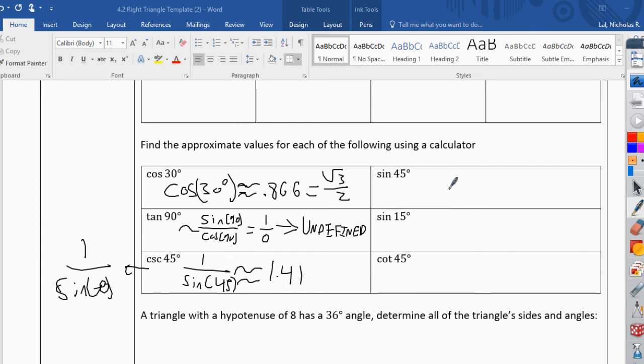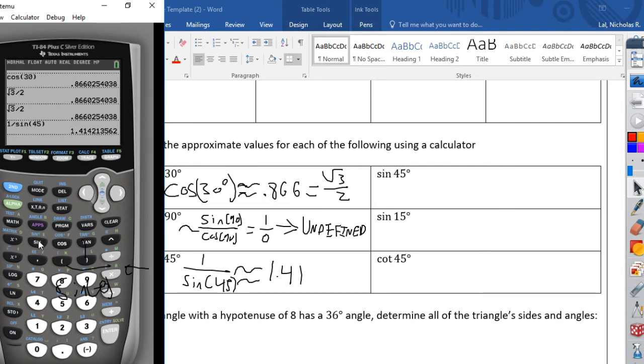All right, the sine of 45. Once again, this is kind of plug and chug. The sine of 45 is 0.707. The sine of 15 is 0.258. Cotangent of 45 is going to be 1 over the tangent of 45. So that's going to be 1.